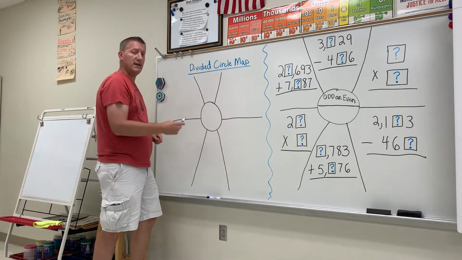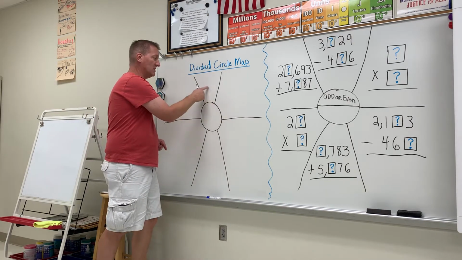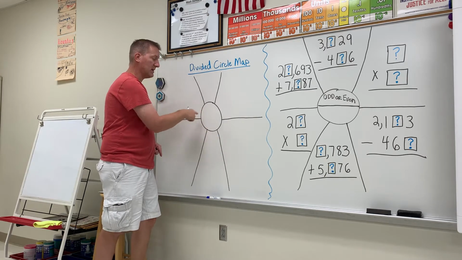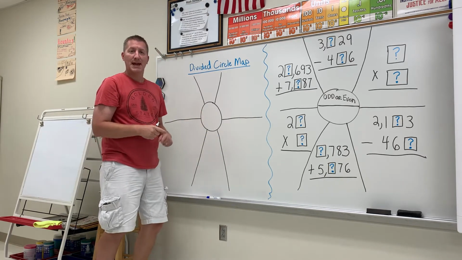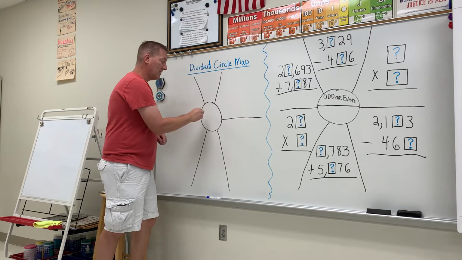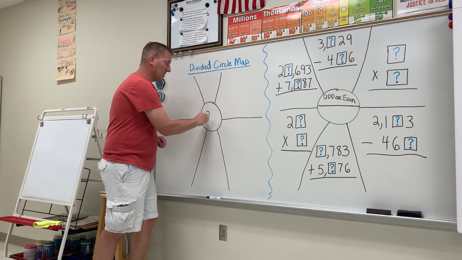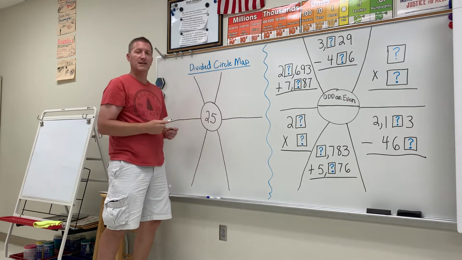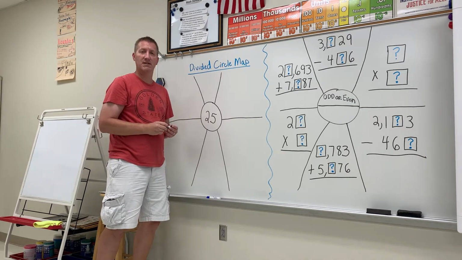So you end up having 6 spaces, 1, 2, 3, 4, 5, 6, and then you have a space in the middle. And then the number of the day is going to go in the middle. So today's number is 25.